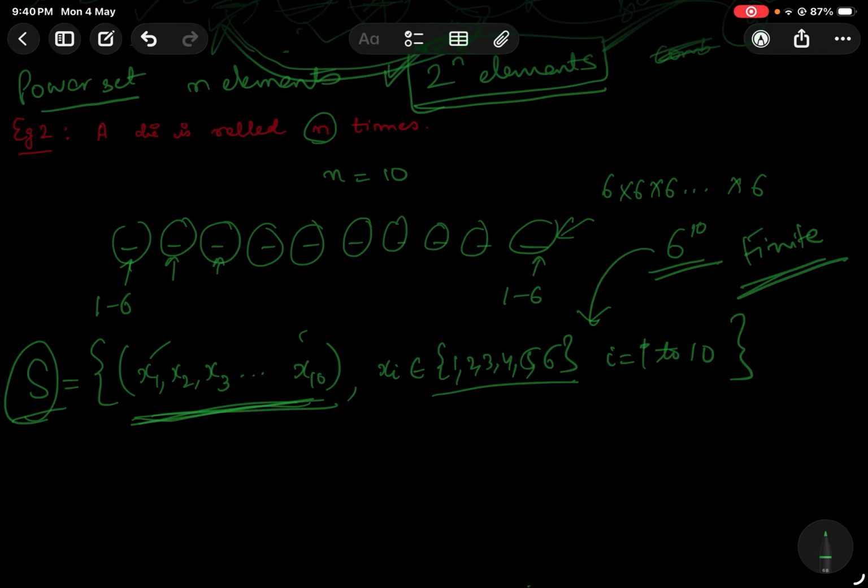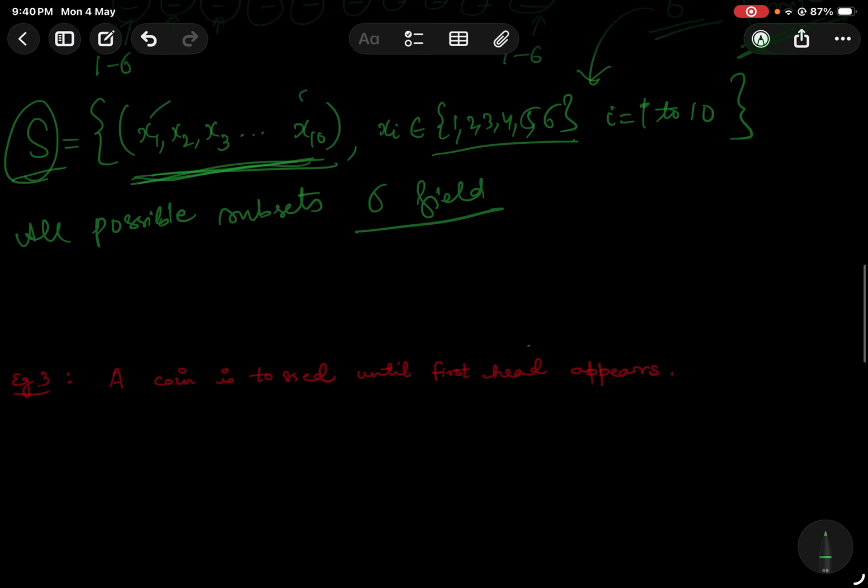And again, all possible subsets will be our sigma field. We can define probability on all possible subsets. We are not going to restrict ourselves here. For finite sample spaces, it doesn't matter.